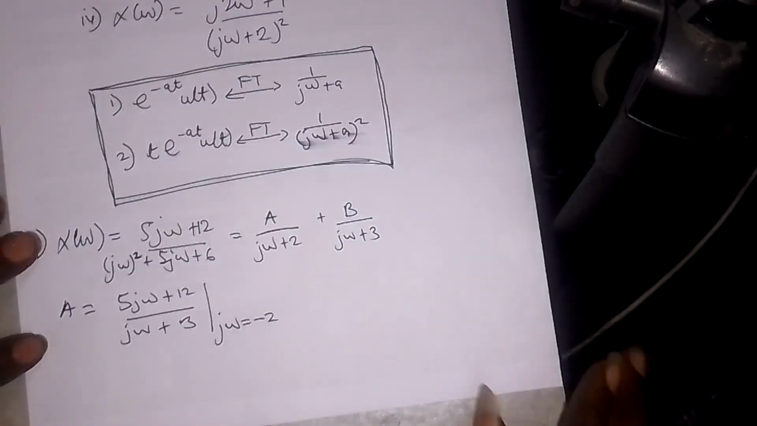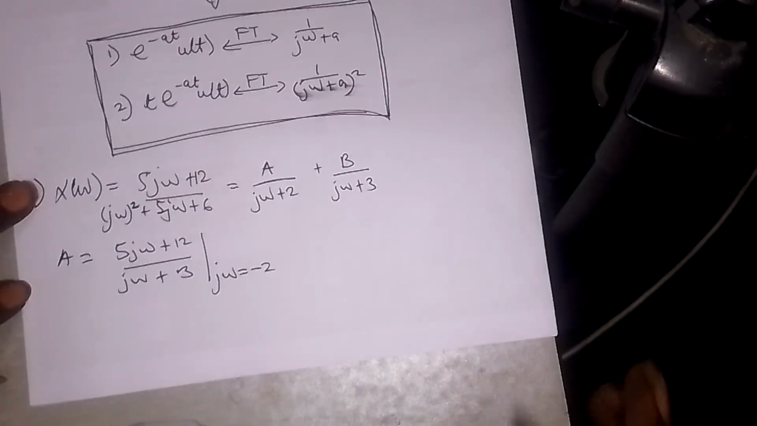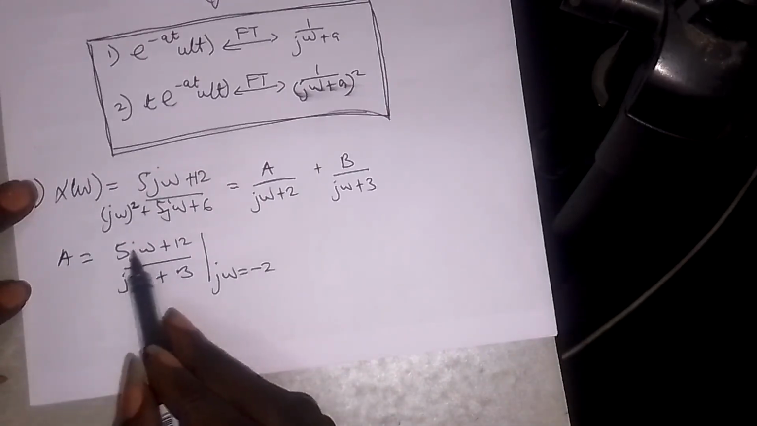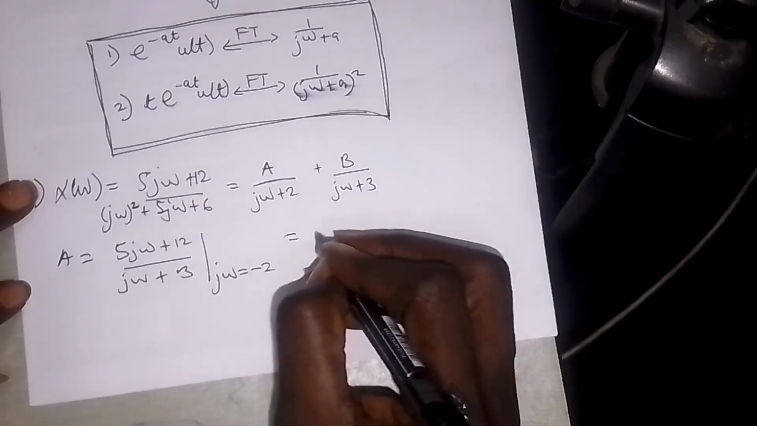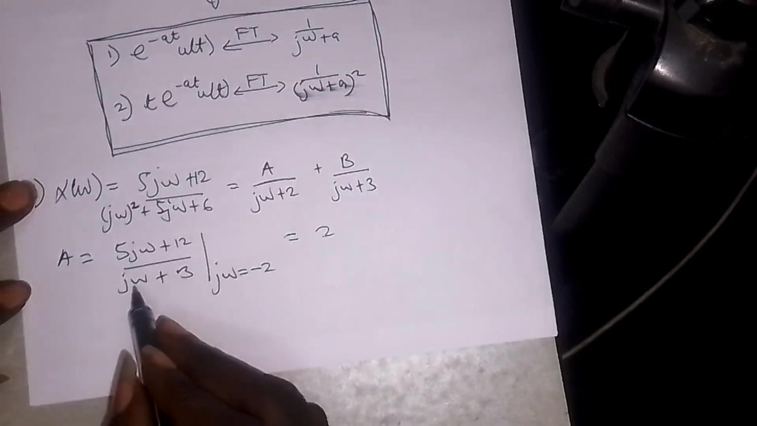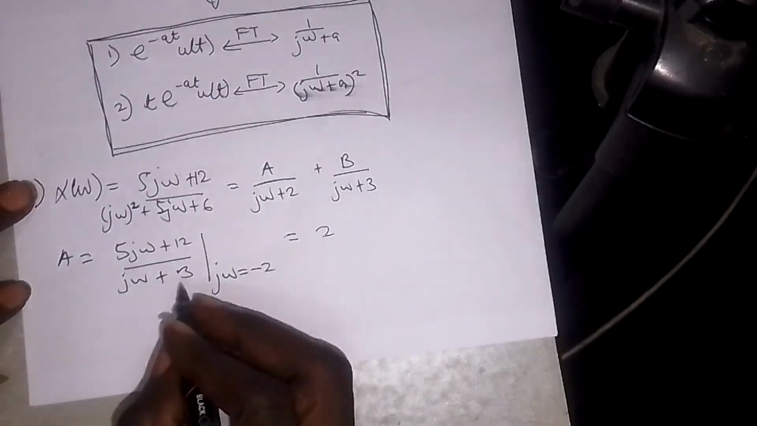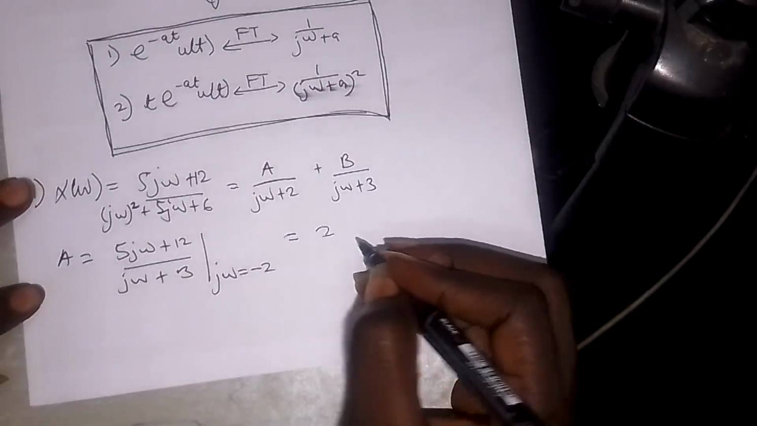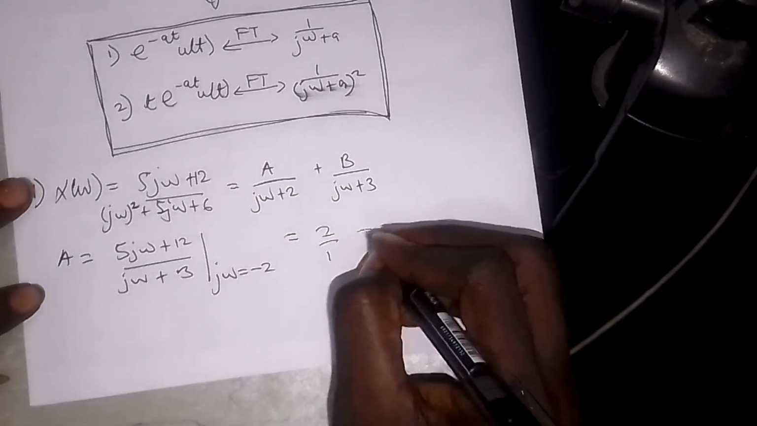So if you put minus 2 here, you get minus 10 plus 12, which is 2. If you put minus 2 here, you get 1. Okay, you just end up getting 1. So A is equals to 2.